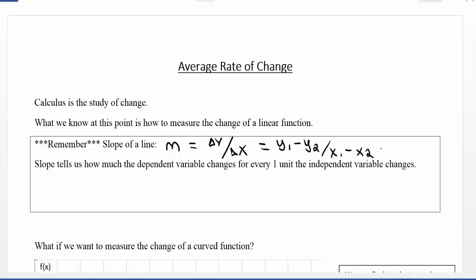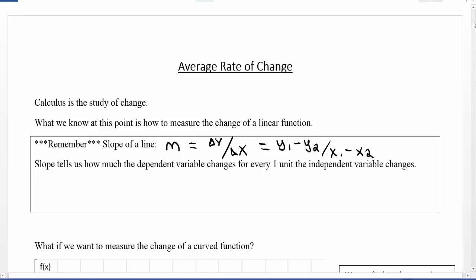So how much do we need to change in the y direction for every one unit that we change in the independent direction, or the x direction? That's what the slope of the line tells us. So what we want to do is take that idea and see if we can use it to talk about how curved functions change.